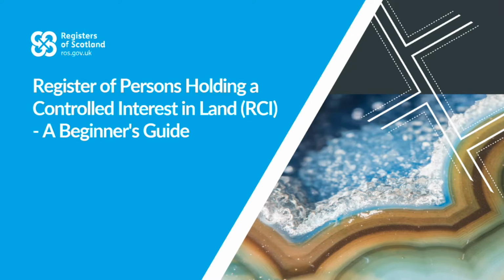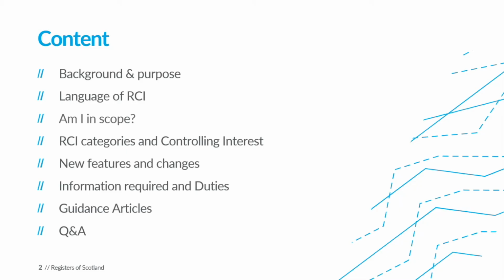Thank you for joining us as we run through our beginner's guide to the Register of Persons Holding a Controlled Interest in Land, or RCI for short. In this presentation, we will introduce you to the RCI. We will take you through the background and purpose of the RCI legislation, which was developed by Scottish Government and approved in Parliament. We will introduce you to the service itself, as well as explain the role of ROS.